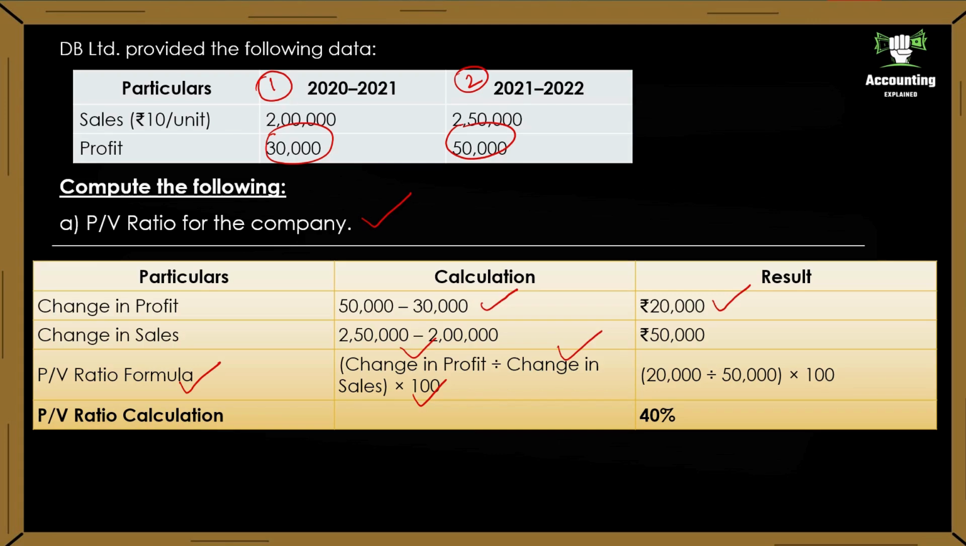Similarly, change in sales is year 2 sales minus year 1 sales. 2,50,000 minus 2 lakhs, it is 50,000. Apply this in the formula. So change in profit is 20,000 divided by change in sales 50,000, into 100. P by V ratio is 40%. Here we know the formula, so we just filled in the numbers and solved the question. So we will not waste any time solving the question if we know the formula by heart. That's all.